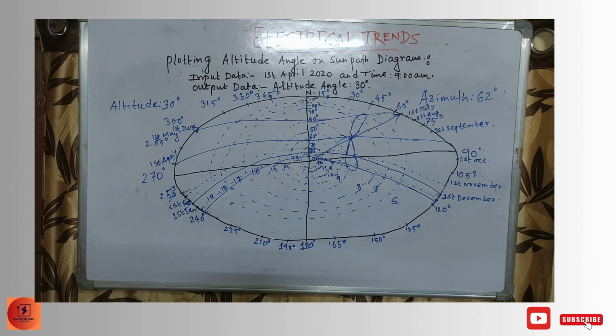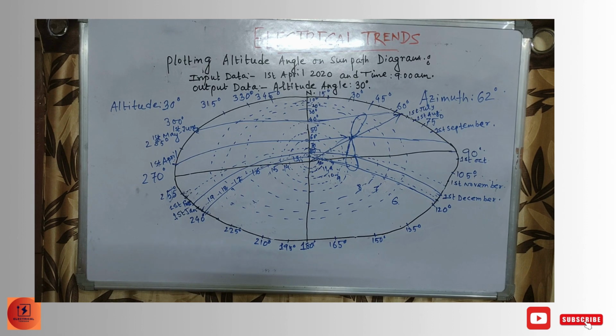We have found the concentric circle around from the intersection point to the vertical north axis, on which is displayed the altitude angles. Interpolate between the concentric circle lines, we can find the altitude angle in the diagram.